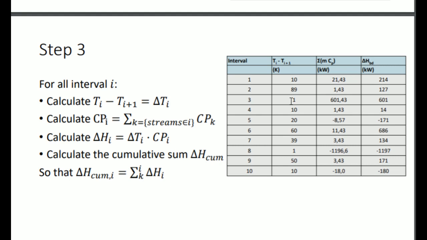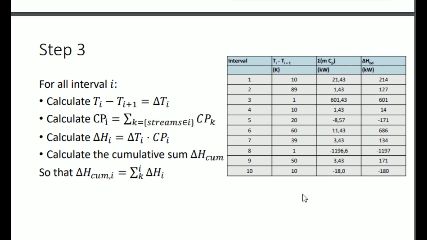Now, once we have this, we have our big CP, and we will calculate delta HI, which is the delta T of the interval times the CPI. So we get our delta H here. Now you might notice that some of them are positive and some of them are negative. Positive means that the process is exothermic, and below zero it means that the process is endothermic.